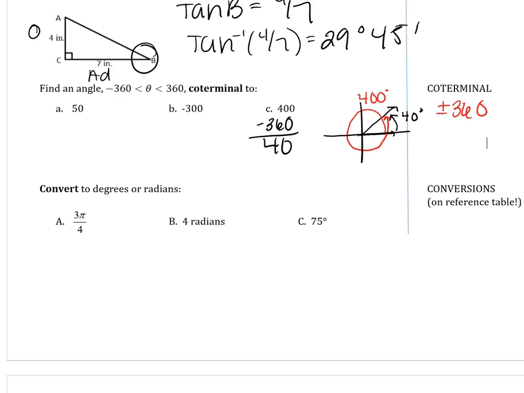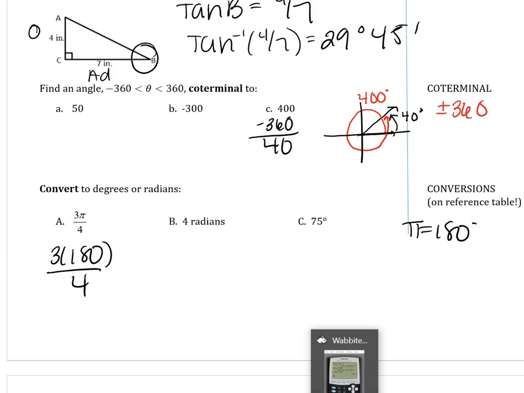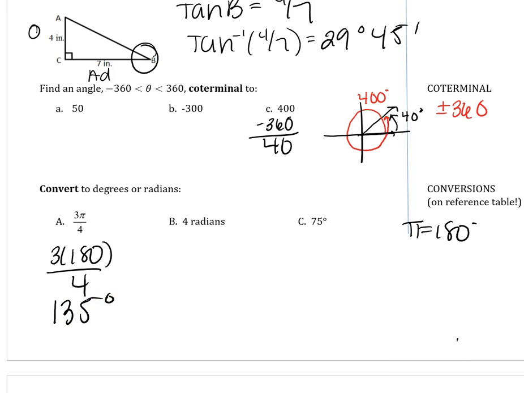We work in degrees and radians in this course, so if I give you 3 pi over 4 radians, you just need to remember that pi is equal to 180 degrees. So 3 times 180 divided by 4, that's 135 degrees. So that would be going from radians to degrees. Going from radians to degrees when there isn't a pi is when you'd have to multiply by 180 over pi.